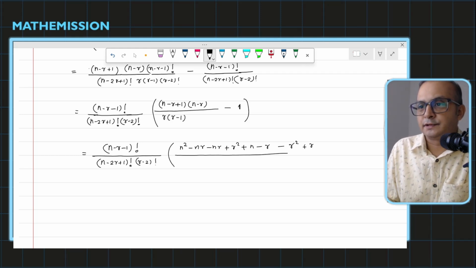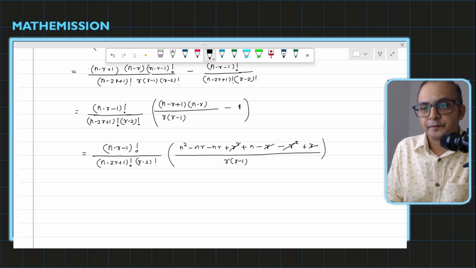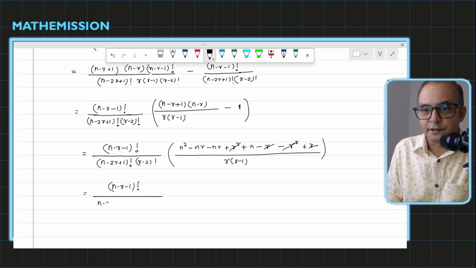And this whole thing is divided by r into r minus 1. So what we get here, you see the r square and r square will get cancelled. The r and r will get cancelled. And we get here the (n minus r minus 1) factorial divided by (n minus 2r plus 1) factorial, (r minus 2) factorial as it is.